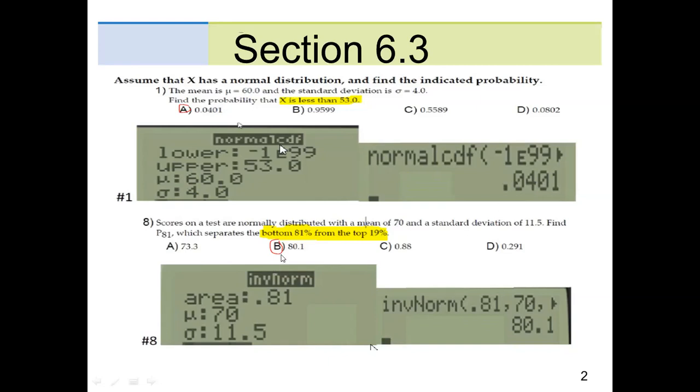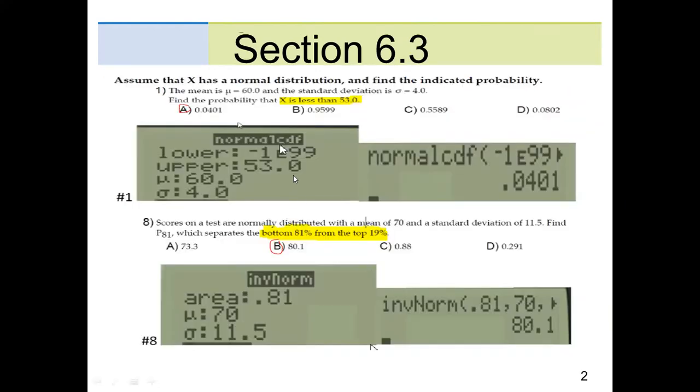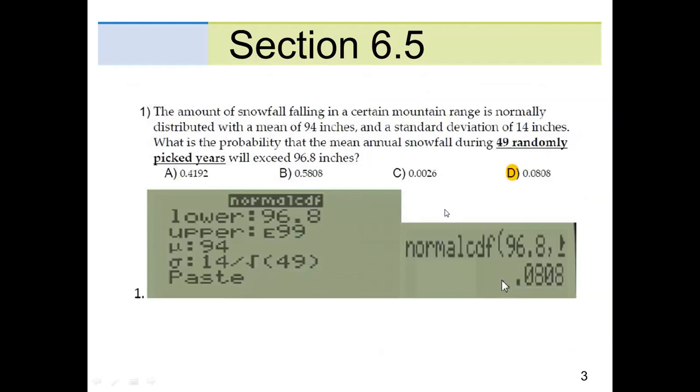And then we also have the inverse norm. It's a left-handed table. The area that's associated with a value is the area to the left. In this case here, the bottom 81%, the area to the left would be 0.81. Mean is 70, standard deviation 11.5. There's an inverse norm here. All right, so as in section 6.2, find the area, then find the X value. The same thing happens here, the difference being the mean is not 0 and the standard deviation is not 1.